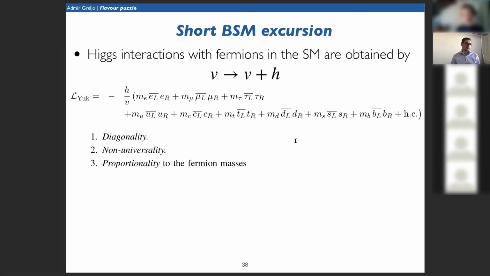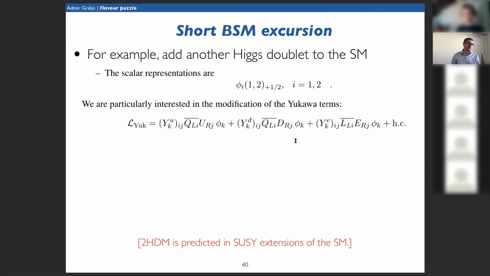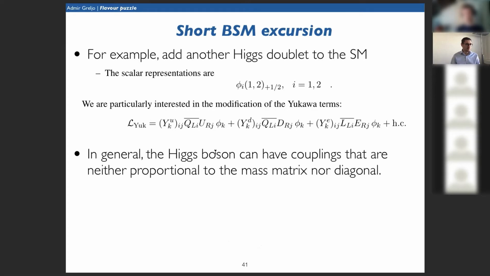Another example is about the Higgs interactions. We already said that in the standard model, they are diagonal, non-universal, proportional to fermion masses. But this prediction of the standard model is very easy to modify in the presence of new physics. For example, if you add another Higgs doublet, so if you have a 2 Higgs doublet model, then you can double the number of terms in the Yukawa Lagrangian, and you can have couplings of the Higgs boson, the one that we have observed, to be neither proportional to the mass matrix nor diagonal. So you can completely break the relation of the standard model.